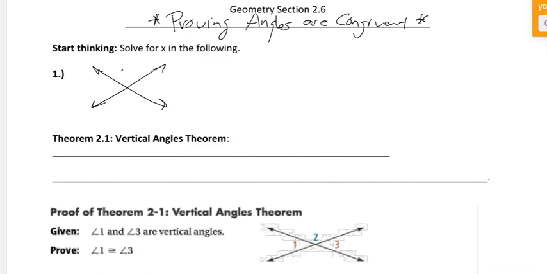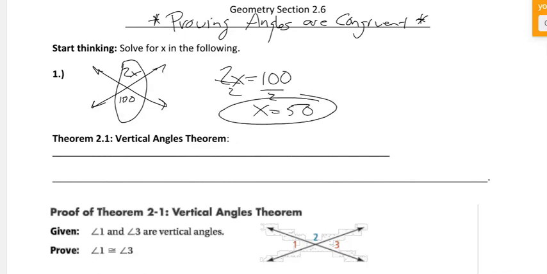Let's say this was 2x and this was 100 degrees. How would we do this? This was from chapter 1. Well, we know these things are congruent, so we could say 2x equals 100. Divide by 2, and you get x equals 50.